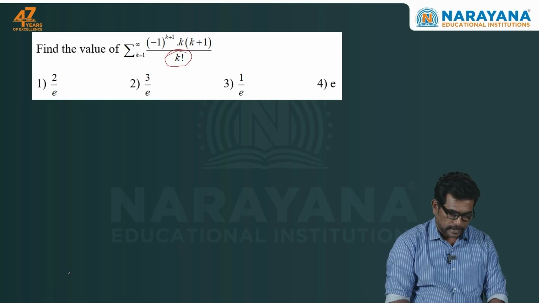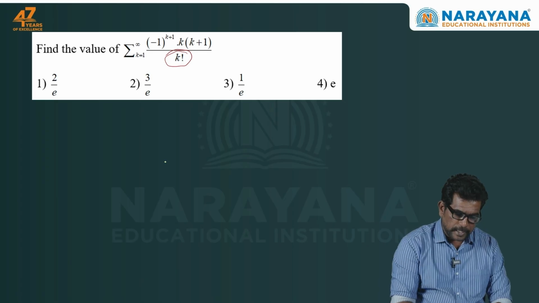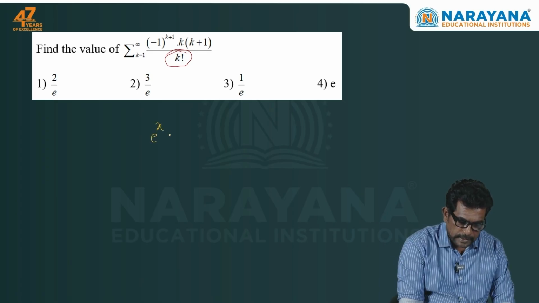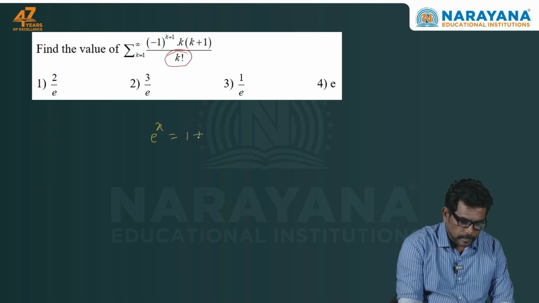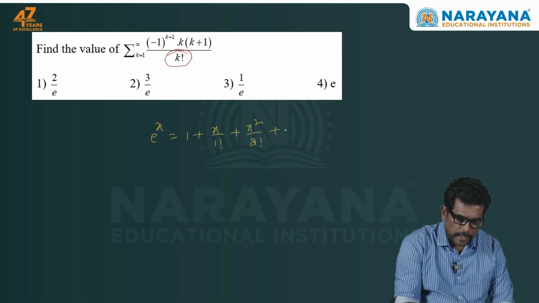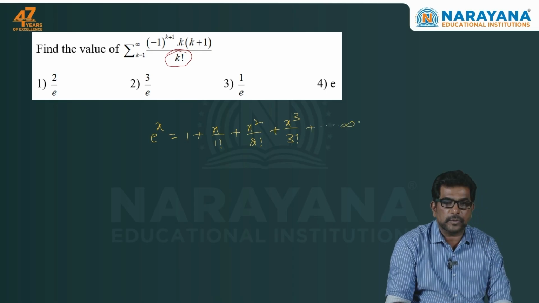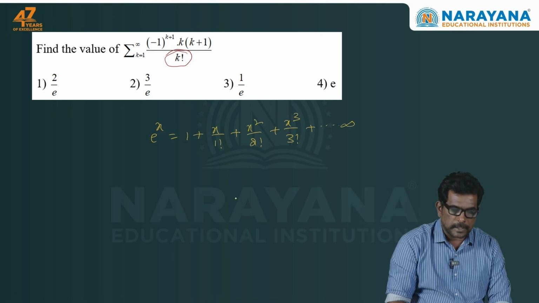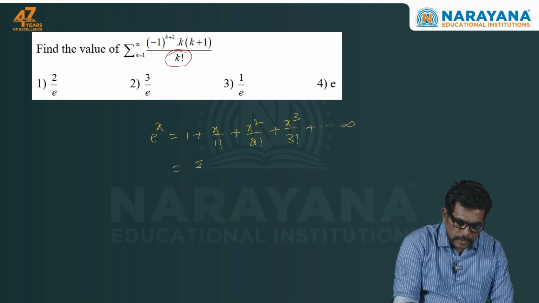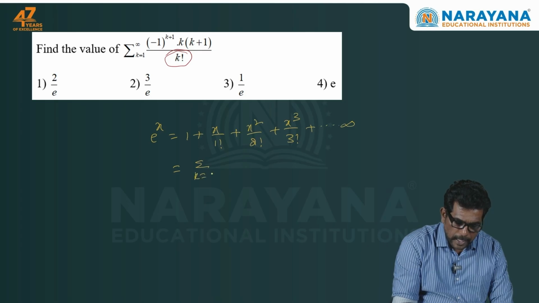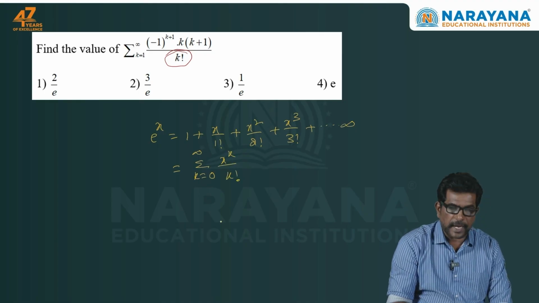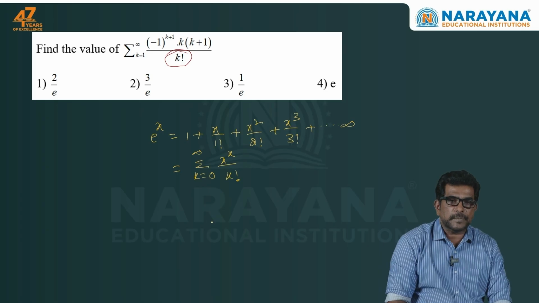Once you recall the exponential series, for better understanding, we have the formula e to the power of x is equal to 1 plus x by 1 factorial plus x square by 2 factorial plus x cube by 3 factorial plus so on up to infinite terms. This is the exponential series. The compact form of this is summation k is equal to 0 to infinite x to the power of k upon k factorial.